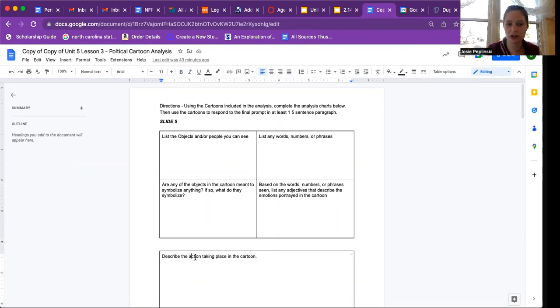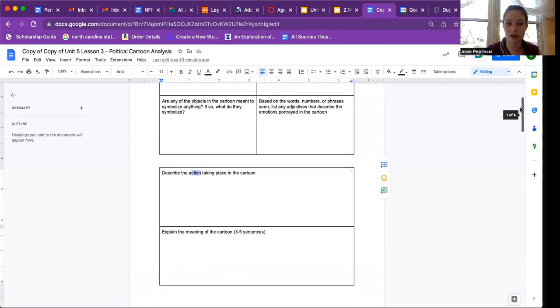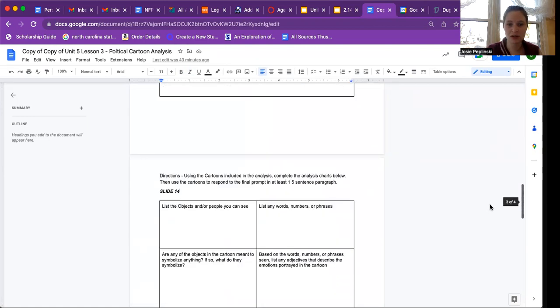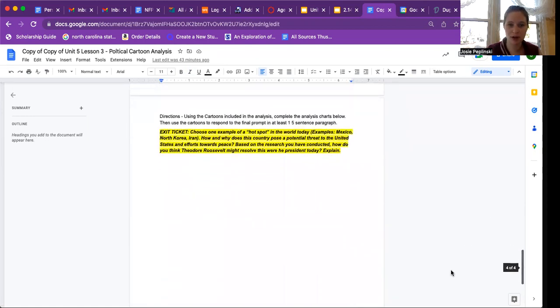Here, I don't want you just to say what is happening, but what's the larger action? What is the contextualization of what is happening in the United States to influence someone to create this cartoon, and perhaps trying to motivate somebody to take that action? And explain the meaning of the cartoon. Overall, what is the cartoon's message? What do you think the artist wants people to think when they see this cartoon? What is their interpretation of what is going on in history at that moment? These will be the same as we go through the other cartoons.